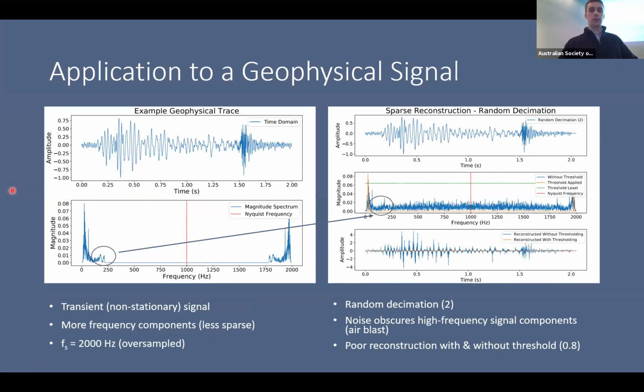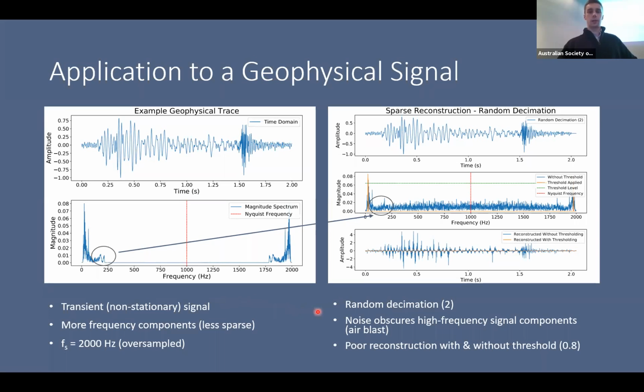So this is a geophysics thesis. So let's apply it to a geophysical signal. We can see our example geophysical trace here and the corresponding magnitude spectrum. So notice we're now dealing with a transient signal, or it has short-lived features in it, which makes it a bit harder to reconstruct using Fourier.